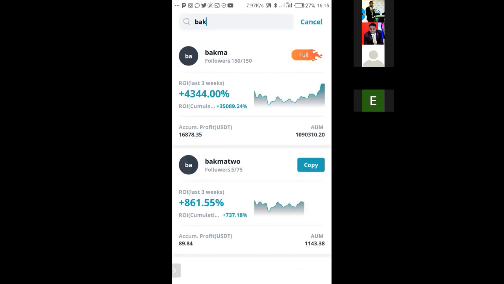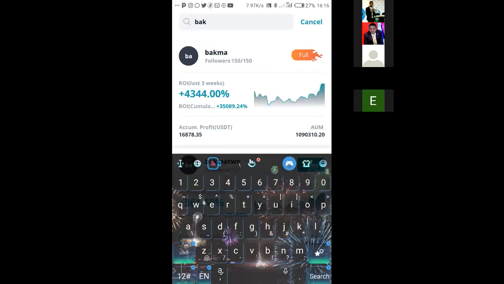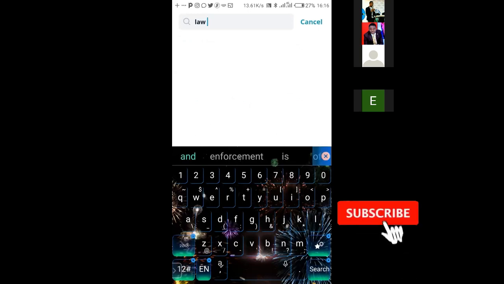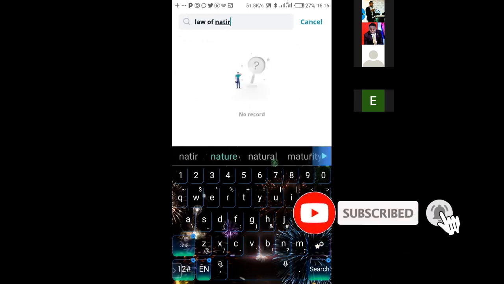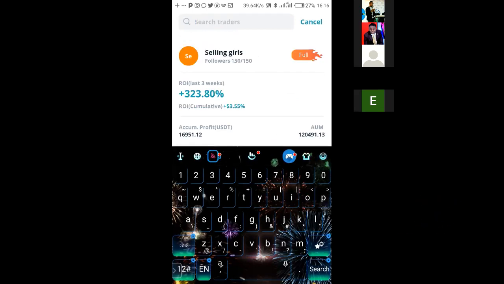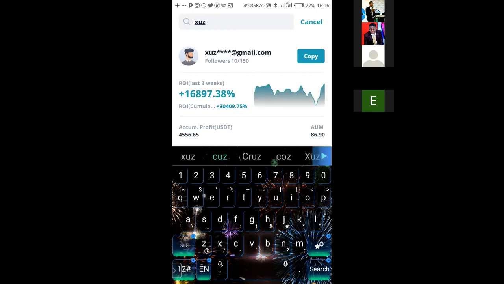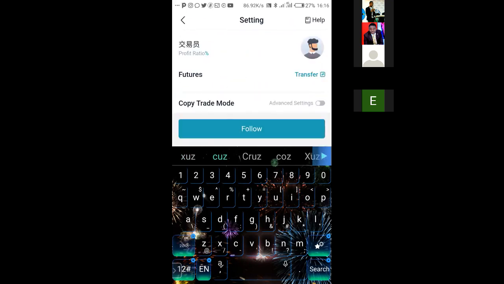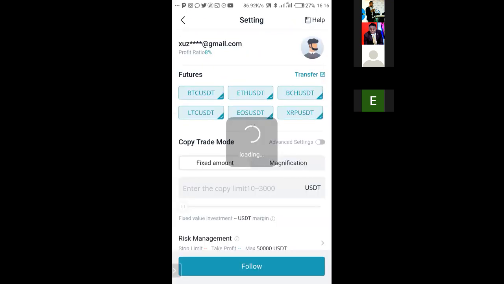So, and they copy this trader. Go ahead and search. I don't know. The Gmail is not showing complete, actually. Can you search for XUZ? Yes. I don't know. Maybe important person, right? That is the trader. Yes, that is the trader. So, copying that trader is equally good.